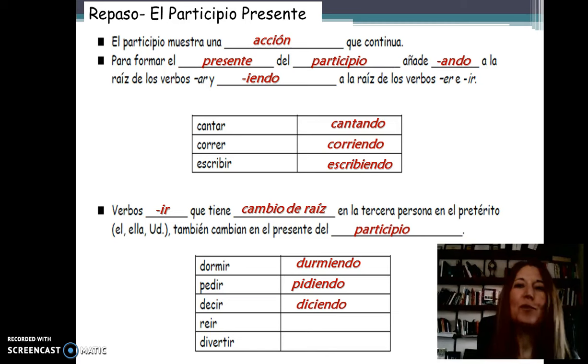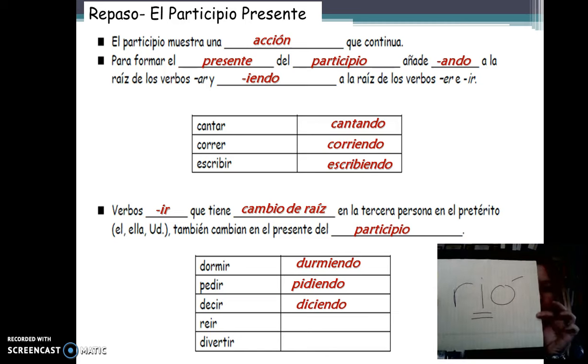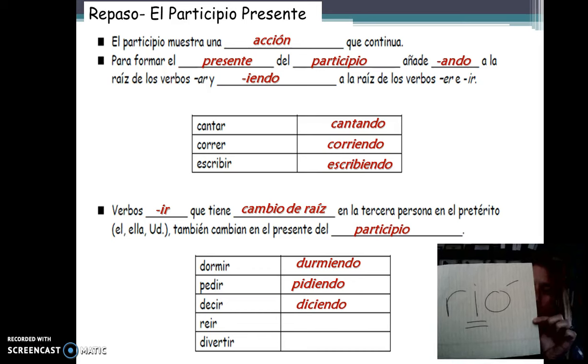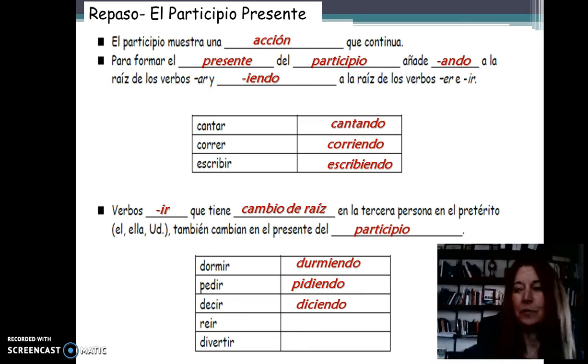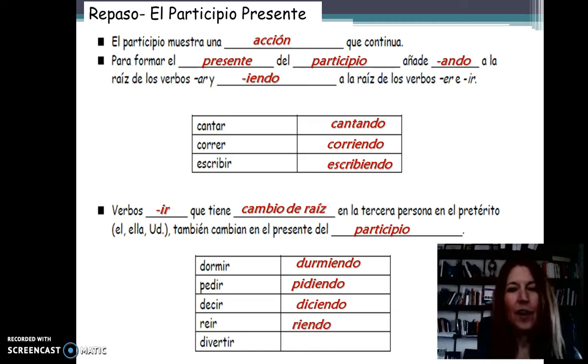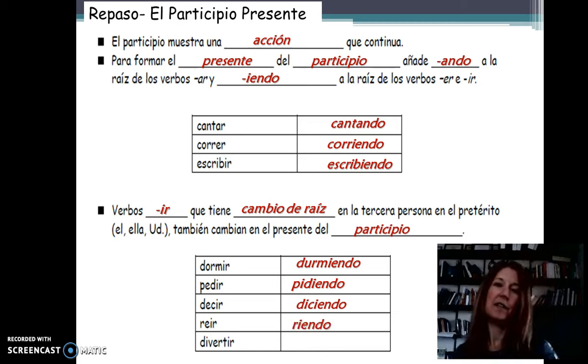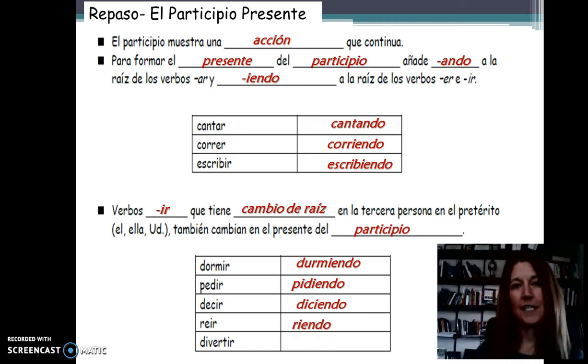And the next verb, reír, which is to laugh, which we do that all the time in class. I can say, la clase de Señora Mosby rió mucho el otro día. So Mrs. Mosby's class laughed quite a bit the other day. What's new? And we have riendo.